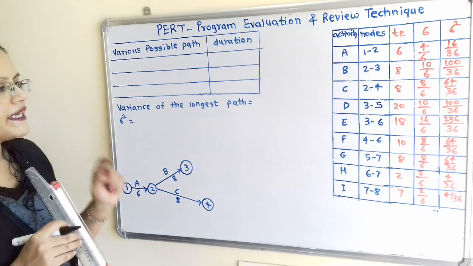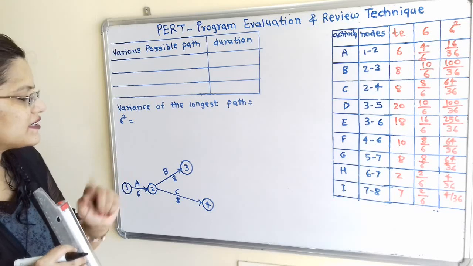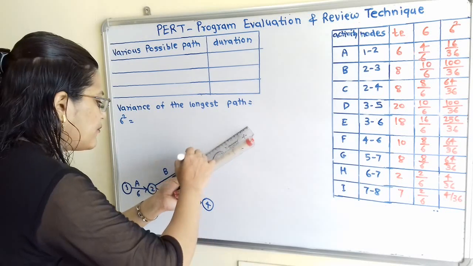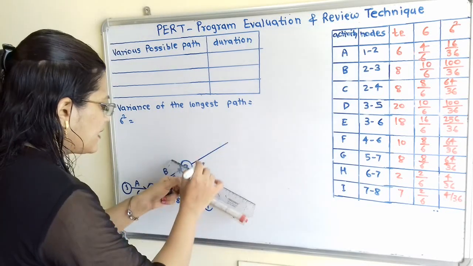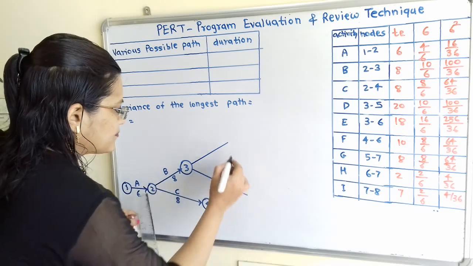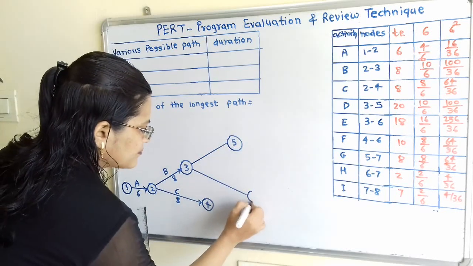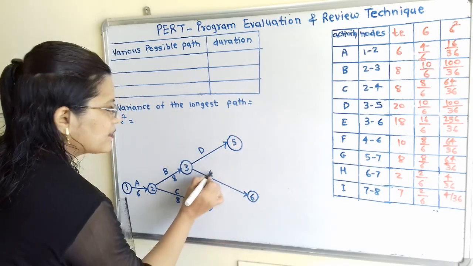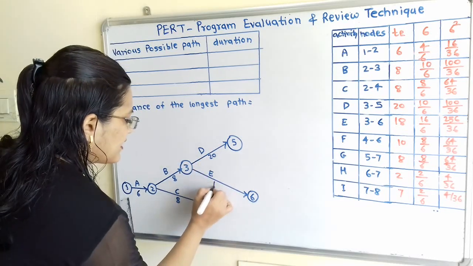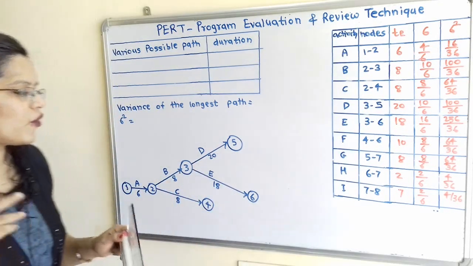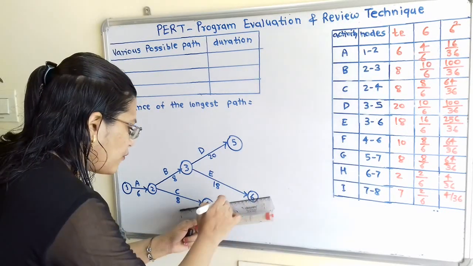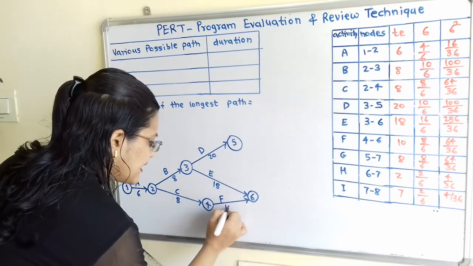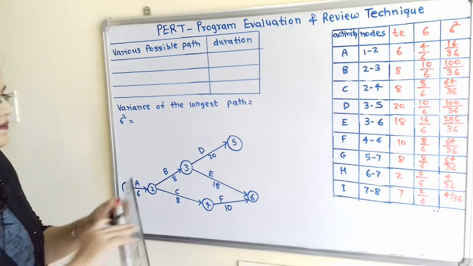Now for activity D it is 3 to 5, and for E it is 3 to 6. That means from 3 we have to show two branches, that is 3 to 5 and 3 to 6. For 3 to 5 it is activity D, with 20 days duration, and E has 18 days duration. Then 4 to 6, so we have to join here 4 and 6. That is activity F, and it is 10 days duration. Then 5 to 7.